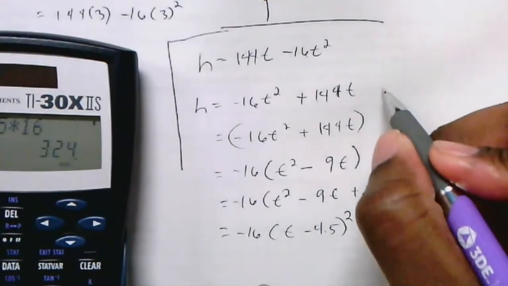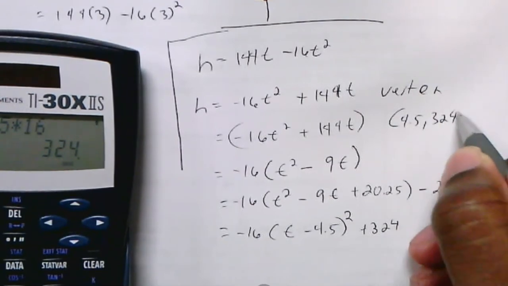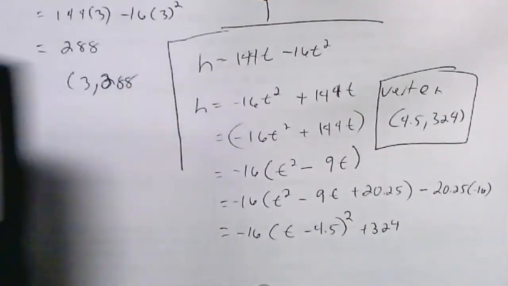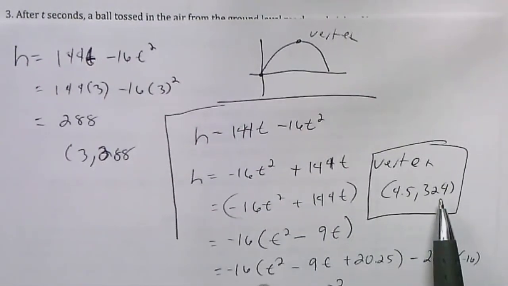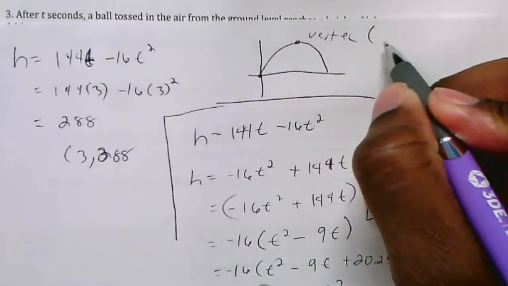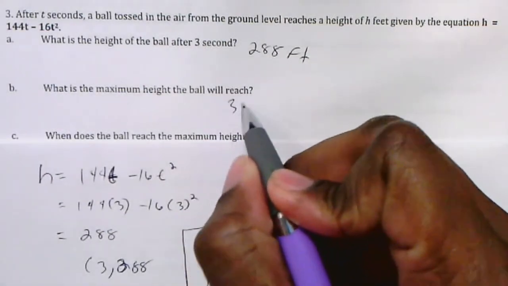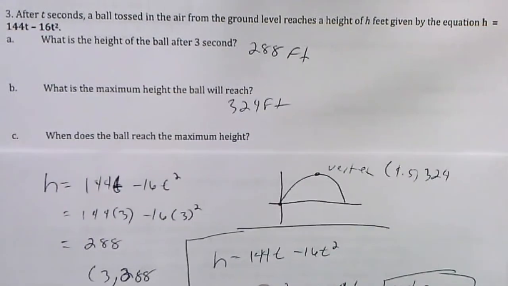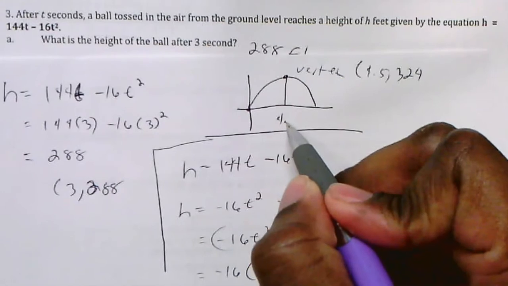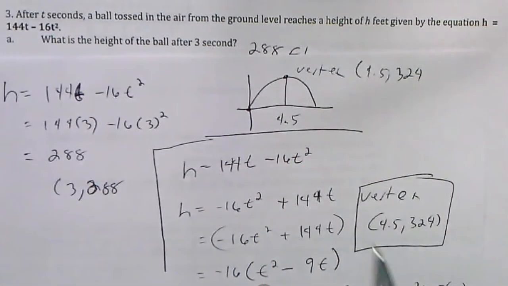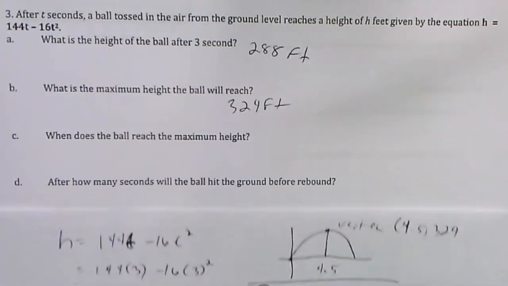So now we know the vertex. The vertex of this ball is at positive 4.5 and 324. That's the vertex of that ball. So if I want to know the maximum height, I know the maximum height is 324, because that's where the vertex is. So the maximum height of that ball is 324 feet. And then it says, when does the ball reach its maximum height? That's going to be at 4.5 seconds, because that's the x value of the vertex, or the h value of the vertex. So it's going to be at 4.5 seconds.